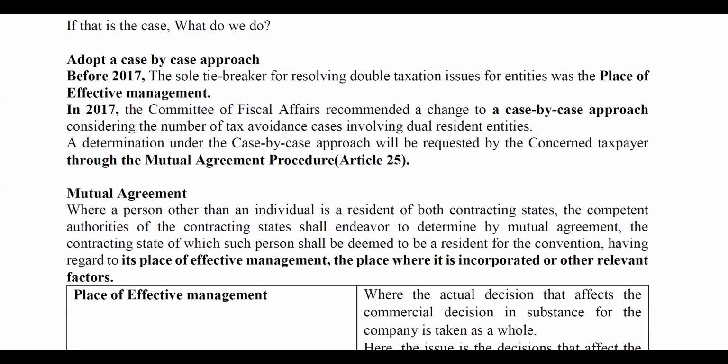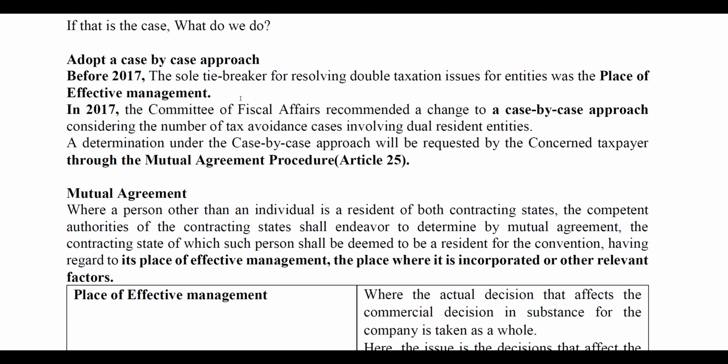But because we are going with current issues, as at 2017, we do not use the sole tiebreaker rule, which was the place of effective management. Now, the tax authorities use mutual agreement to determine residence of companies, right? Which is a case-by-case approach. So they look at your case and decide which one is better for determining your residence.